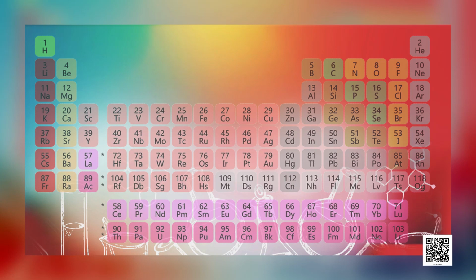So step 2 is to determine the central atom. Now for this, you have to put the least electronegative atom in the center. Now how do you know which is the least electronegative atom? For this, refer to the periodic table. Look here, fluorine is the most electronegative element in the periodic table. So as we move away from fluorine, electronegativity decreases.